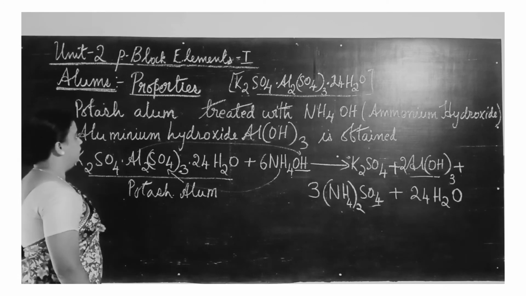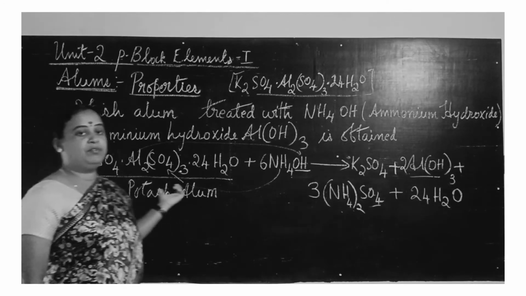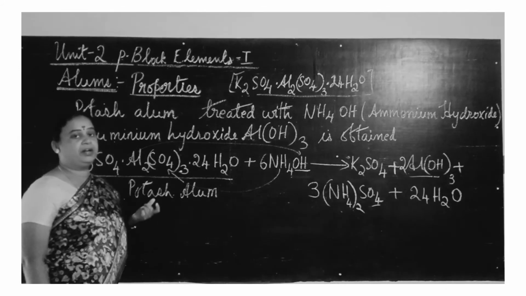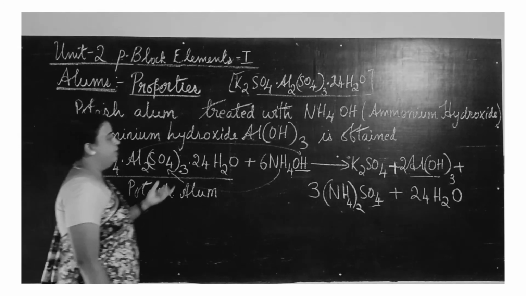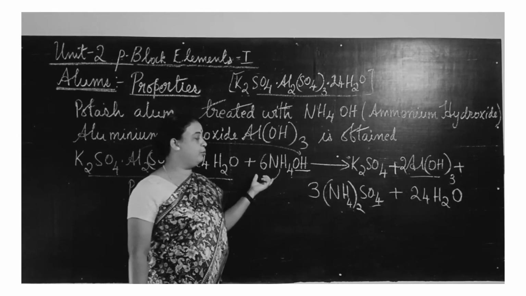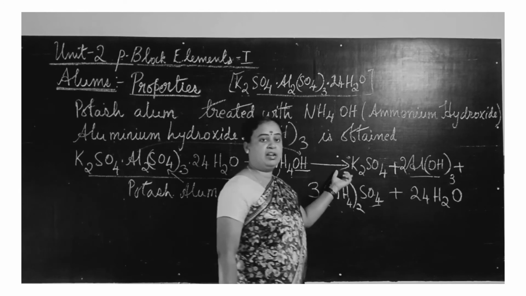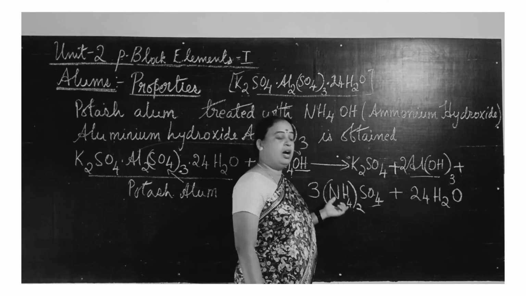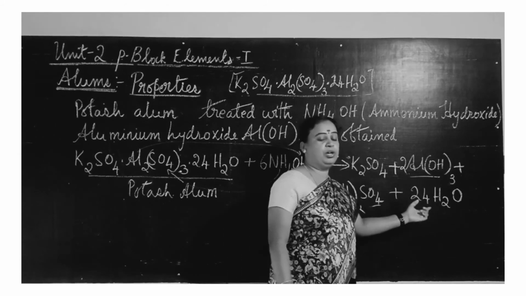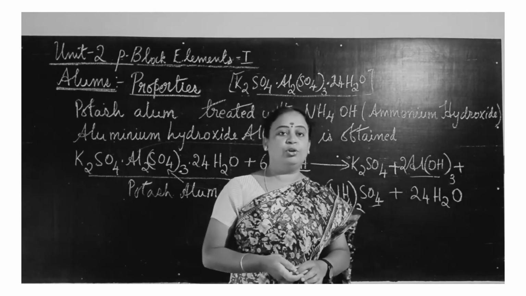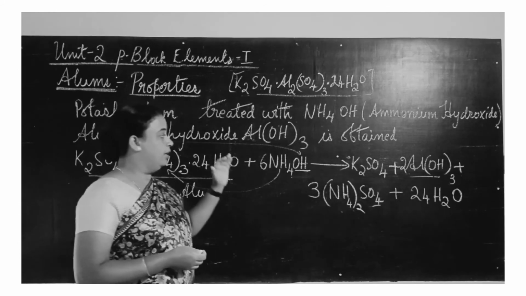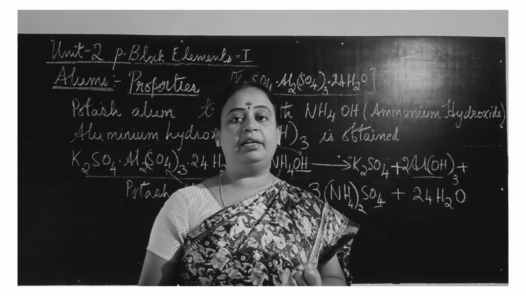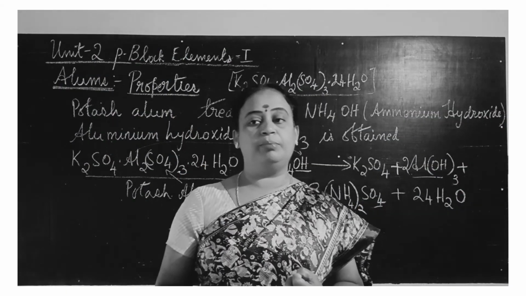So this is the reaction of potash alum with ammonium hydroxide. The product you get is aluminium hydroxide. So potash alum reacts with 6 molecules of ammonium hydroxide to give potassium sulfate, 2 molecules of aluminium hydroxide, 3 molecules of ammonium sulfate and 24 molecules of water. Right? So hope you understood. This is also an important property of alum, a frequently asked question in question papers.